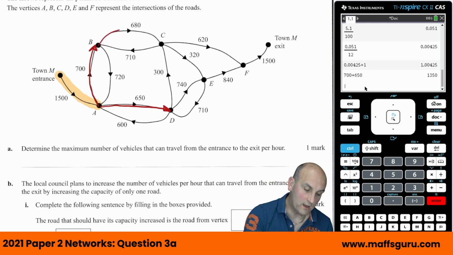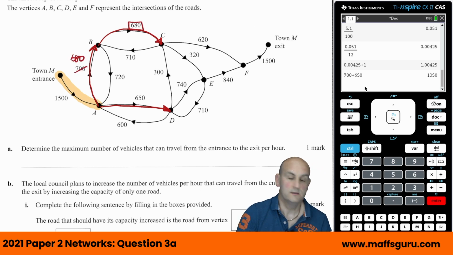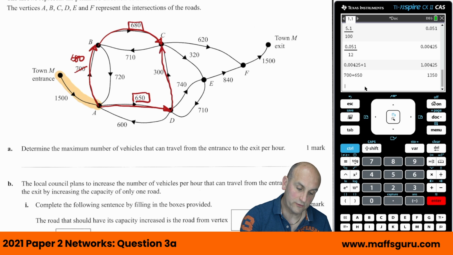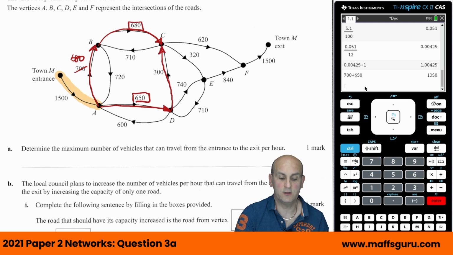But by the time I get to here, only 680 of the cars can pass. So that now, 680. That's the maximum that can go there, 680. All right, so 650. Well, 650 can go there. How many cars can pass here? 300. So 300 can go that way.